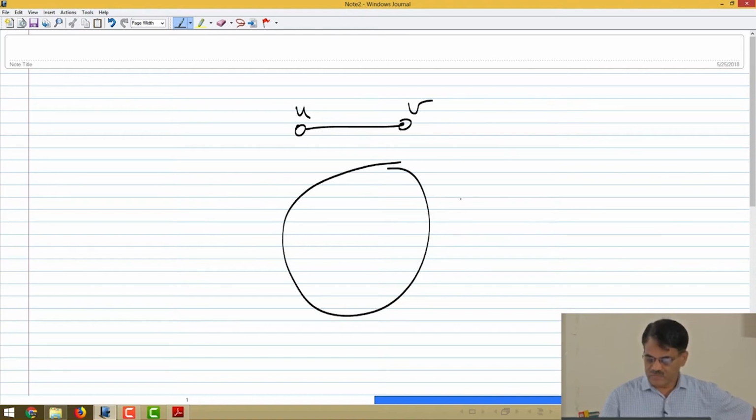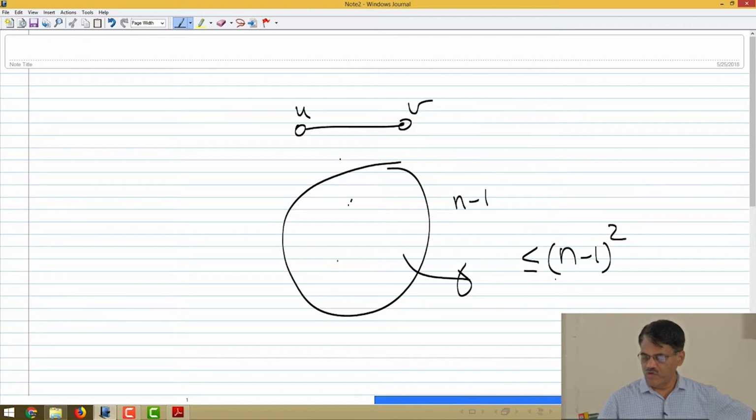Now there are n minus 1 vertices here, because totally there are n plus 1 vertices, and this has no triangle inside. So how many edges are in this graph inside? At most n minus 1 whole square by 4. Now let us talk about the maximum number of edges between. How many can there be? The fact that I picked an edge is going to give me a handle.